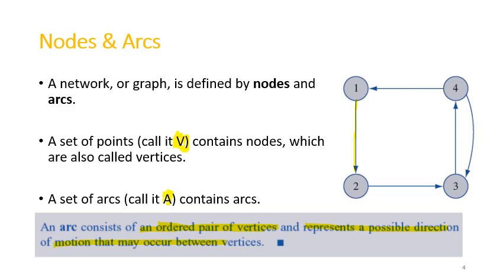Remember that it has direction, so you cannot say 1 to 2 is interchangeable with 2 to 1. No, it is not, because it has a direction, so it is specific. When you say that the arc is from 1 to 2, it means the direction points going from node 1 to node 2.